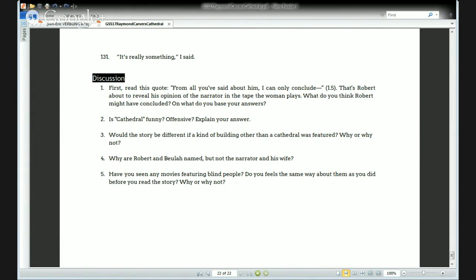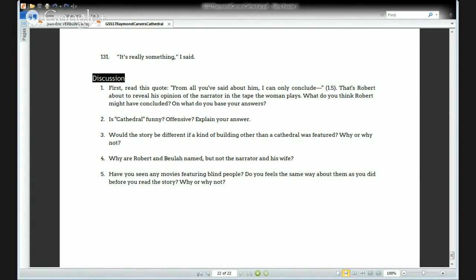Before we talk about the meaning, I just want to talk about that line 131 where it says it's really something. So what I'm saying is, in reality, at that moment, Robert is blind. The narrator has his eyes closed. Does Robert think that the narrator's eyes are open or closed at that moment? That's what I'm asking. I think something means it's a thing that only the blind man can see.